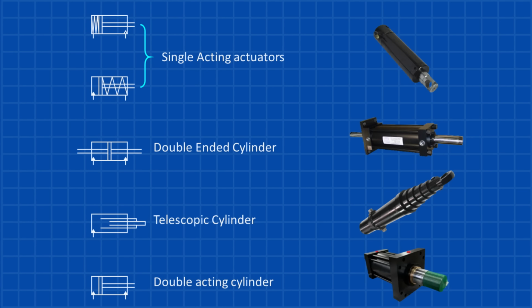2. Double-ended actuator. It has a piston rod on both sides, which allows it to move with the same force in both directions. 3. Telescopic actuator. These are made up of several stages that extend outward, like the sections of a telescope, providing a long reach while saving space. 4. Double-acting hydraulic actuator. This one uses hydraulic pressure on both sides of the piston, so it can move back and forth without needing any external force. This is the type of actuator we are using in our example.